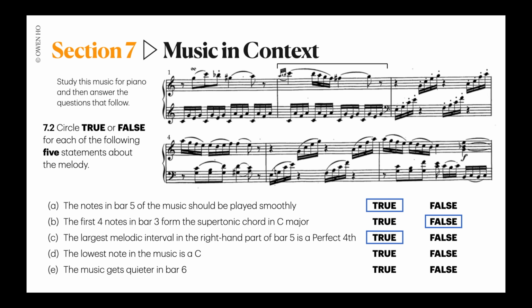Statement D. The lowest note in the music is a C. And now let's go through the music here. And let's focus on the left hand, because that usually plays the lower notes. The music begins in treble clef, even for the left hand, and then it changes to the bass clef in bar 3. And there we start with an E. And let's scan through the remaining music from here on. At the moment we have the lowest note being the E.